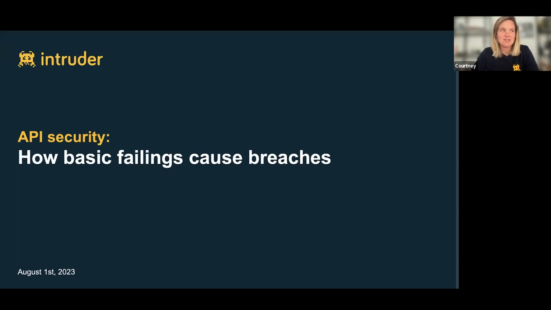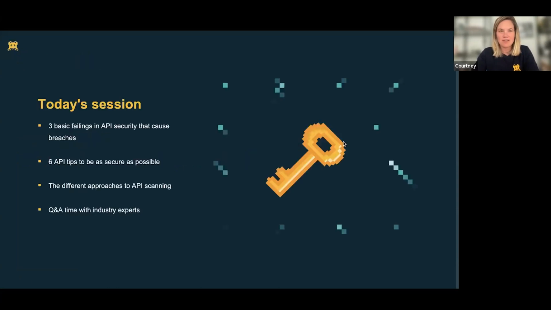I'm going to kick off this session with a snapshot about what we're going to cover. Today, we are going to look at the 3 basic failings in API security that cause breaches. And he's also going to take us through 6 API tips to be as secure as possible. Joel is going to take us through some of the different approaches to API scanning and how we do it at Intruder. And then we'll go through some questions at the end.